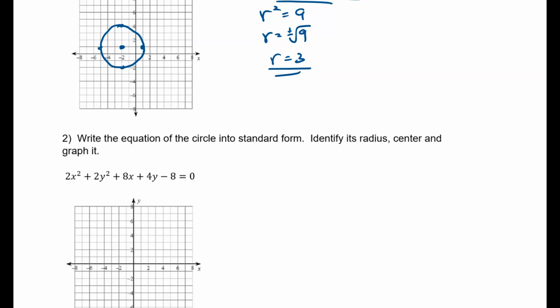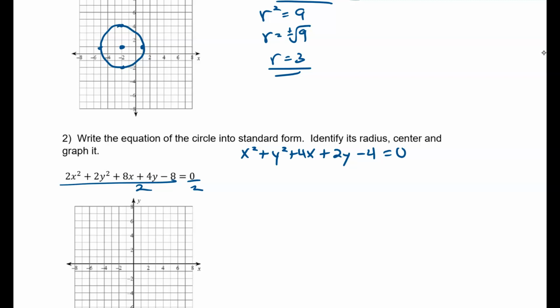So I look at this and I see a 2x squared plus 2y squared plus 8x plus 4y minus 8. We have to divide everything by 2 first. So I'm going to divide by 2 on both sides. So when we get that, we really have x squared plus y squared plus 4x plus 2y minus 4, and that equals 0.